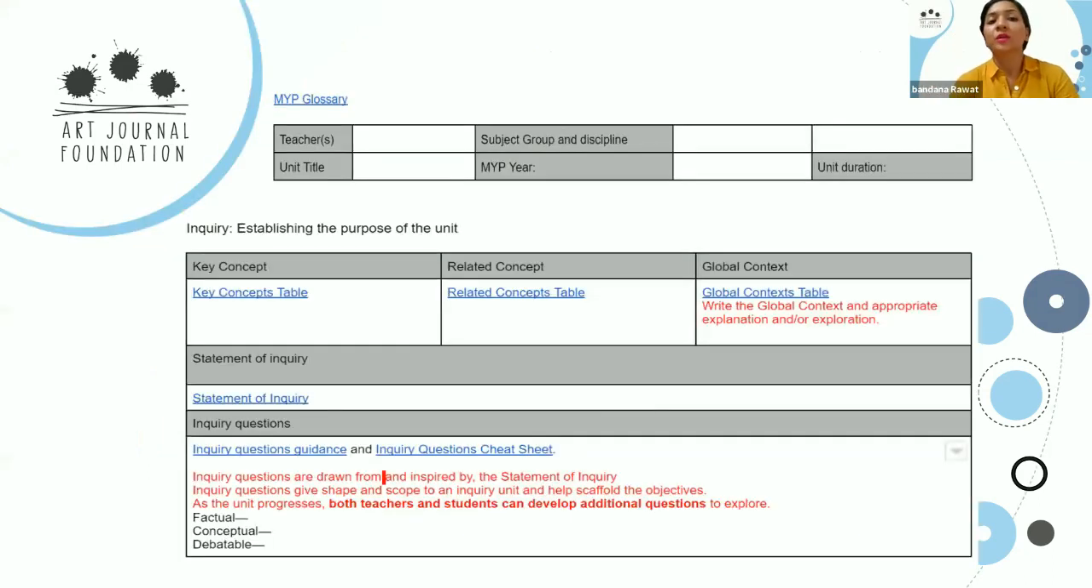Okay. So this is the MYP unit planner. This is how it looks. This is the interactive unit planner that I've uploaded in the drive also. And you can click on each thing. If you click on the key concepts, you will reach the key concepts.